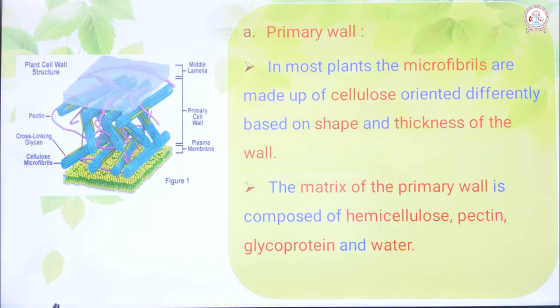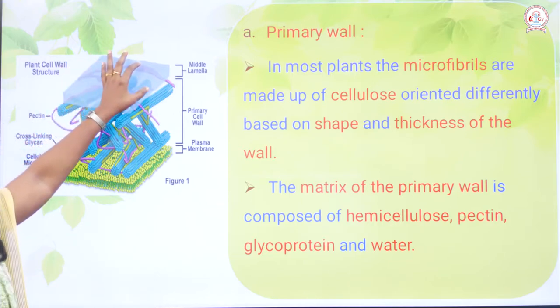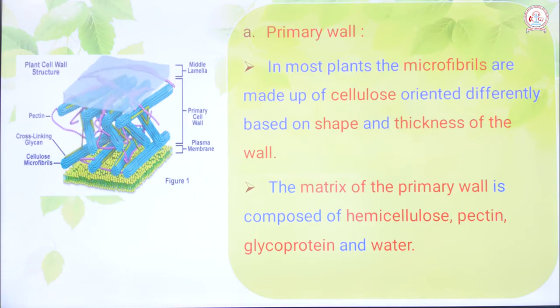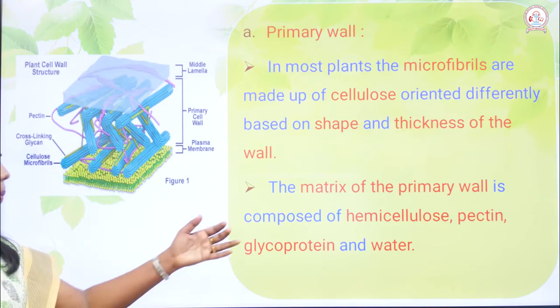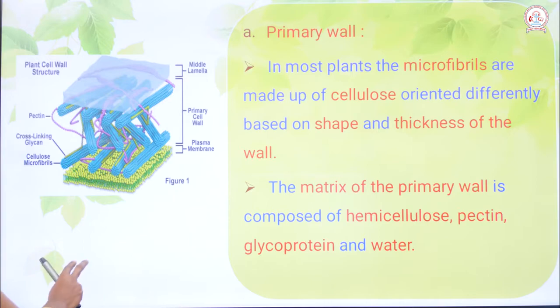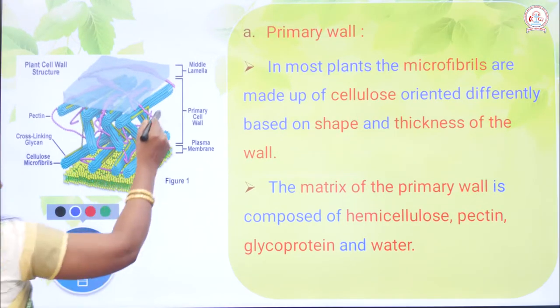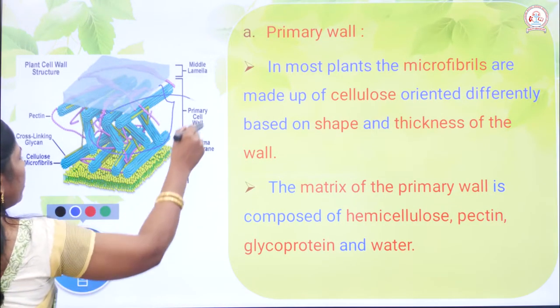Okay, so this is the structure, the middle lamella. This is the primary wall. So I said, this is the microfibril. The microfibril is mingled with the matrix. The matrix consists of all the cell wall materials: hemicellulose, pectin, glycoprotein. If you look at where they are, they are in this middle portion.